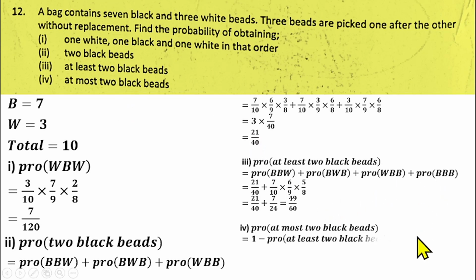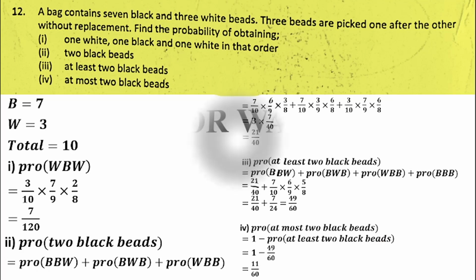So how do we get that? That is 1 minus the probability of at least 2 black bits. So that should give us 1 minus 49/60, and that should give us 11/60 as the answer for that. So that is the solution to all the questions that we promised to solve, and I want to believe it was quite interesting. You can see that the questions were 12 in number, not 10, and that's why it took a longer time like this.